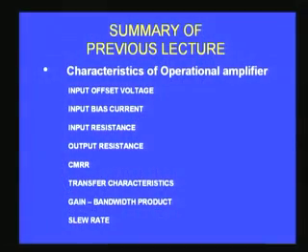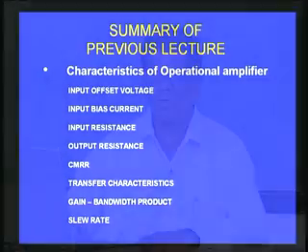You might recall that we discussed the various characteristics of operational amplifiers. You can see on the screen I have listed them: input offset voltage, input bias current, output resistance, input resistance, common mode rejection ratio or CMRR as it is known, transfer characteristics, the gain bandwidth product and slew rate, etc. We also showed how these parameters can be measured in the laboratory.